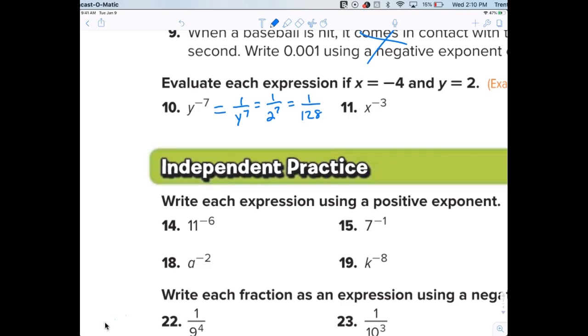No, you guys, stop. Listen to me. If you didn't get 1 over 128, then you are what? Wrong. Then you're wrong. It's just that simple. I'm not going to put something incorrect up here. So if you didn't get it, type it in again and get some practice in. 2 to the negative 7.